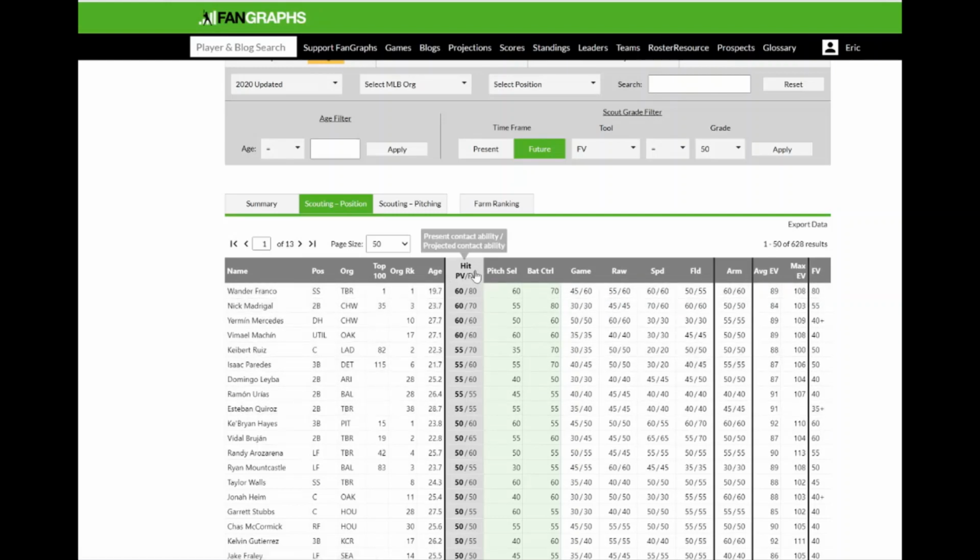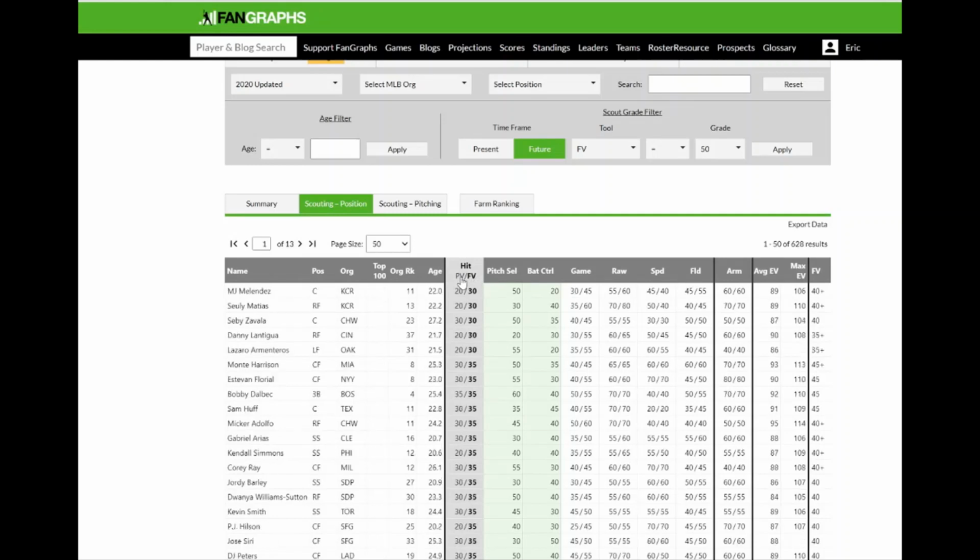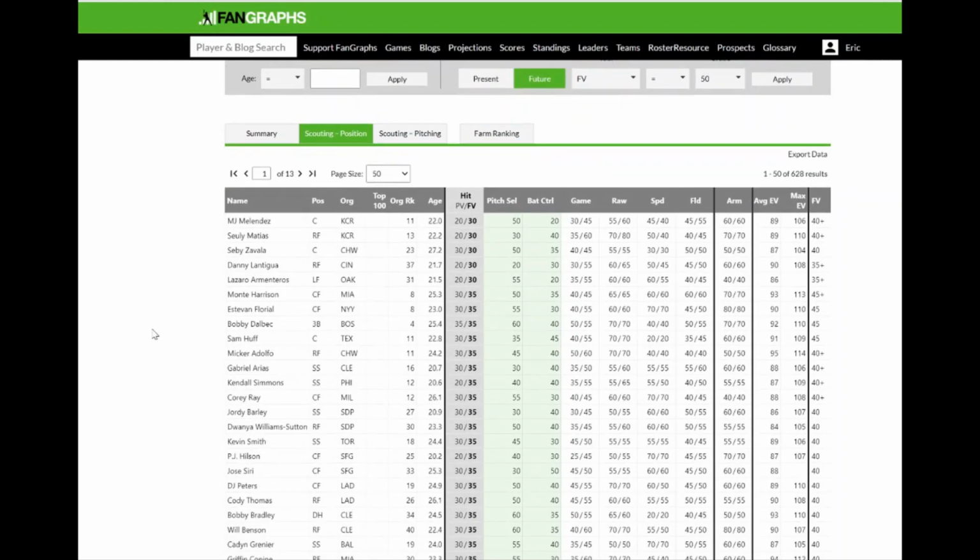And then you can see who I have projected to have the best hit tool in the minors just by clicking either the PV or the FV. Now, how do I go about determining these? So you'll see that I wanted to use the 20s and the 30s in a way that I felt was more instructive.